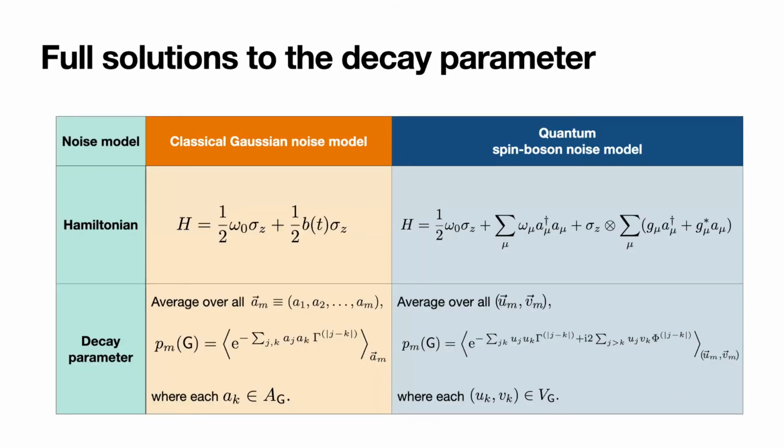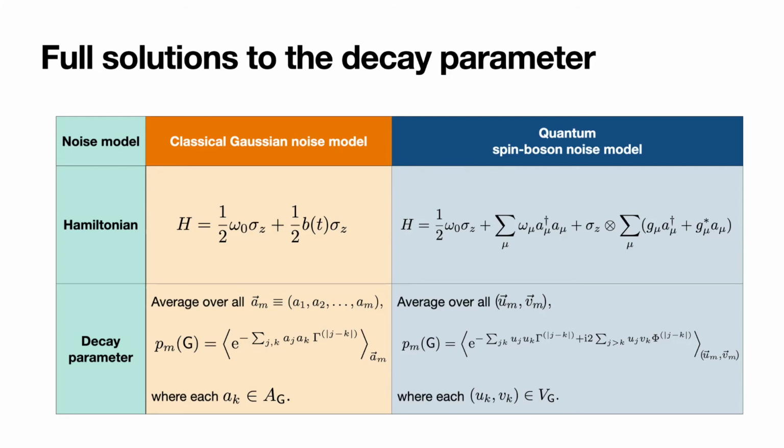Here I summarize the solutions of the decay parameters under both the classical Gaussian noise model and the quantum spin boson model. In the classical noise model, the Hamiltonian is given by a sub-Hamiltonian of the qubit plus the time-fluctuating energy splitting. The beta function is modeled as a random Gaussian process with zero mean. With this Hamiltonian, we can write the decay parameters as a tuple average of an exponential function, where each entry of this tuple is taken from a base set A consisting of zeros and ones. The base set depends on the transformation group.